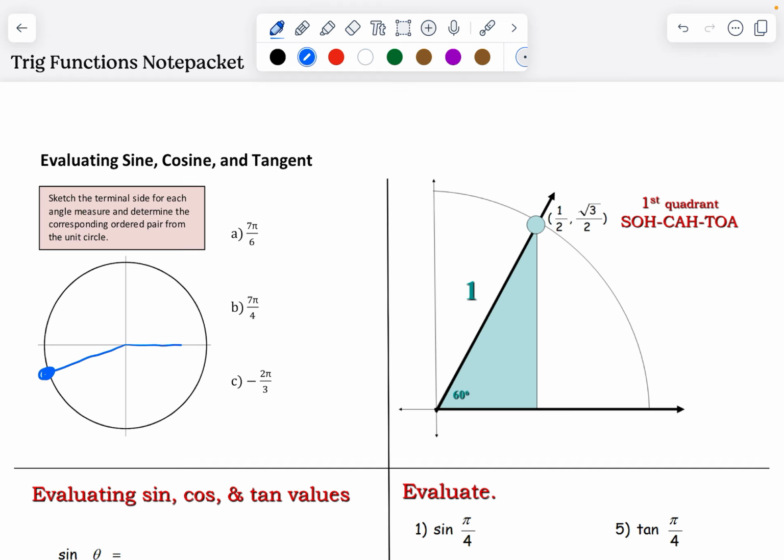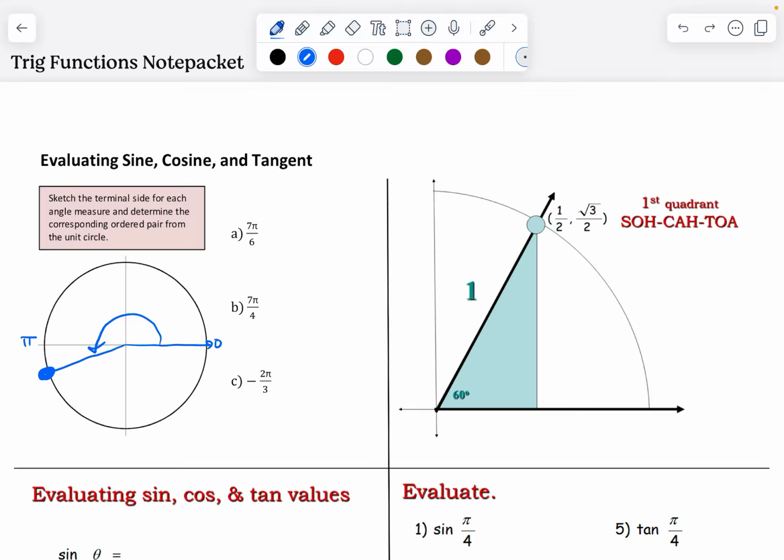So the initial side will always start at 0. And then we open upward for a positive angle. So positive 7 pi over 6, and it will terminate here. And I know it's just past pi, this is pi, but you can rewrite pi as 6 pi over 6. And then we have 1/6 past 6 pi over 6. So that's 1/6 past 1, so it's just barely past pi.